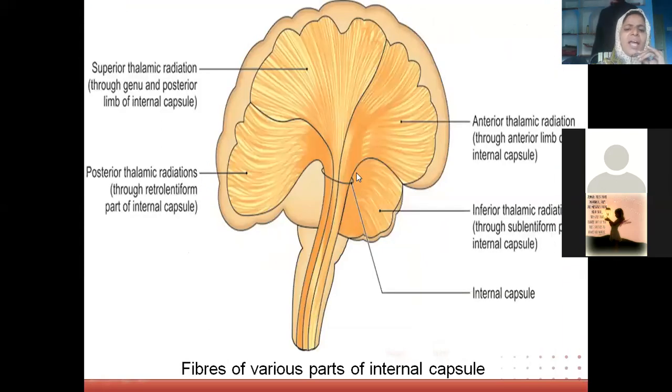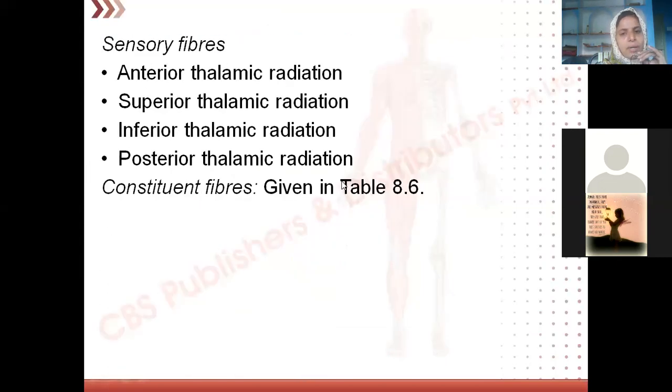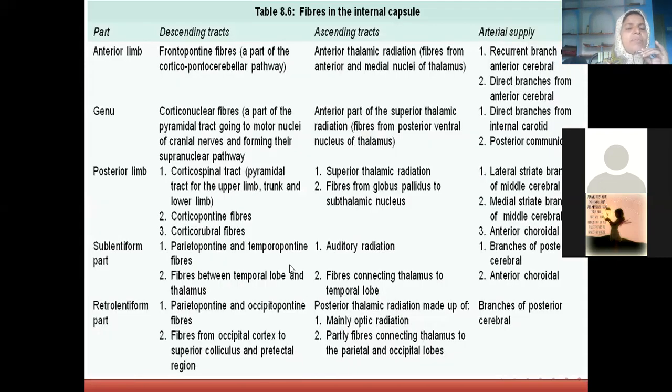So if you can draw a rough picture, you need not give all labelings. Like concepts, it shows you know the concepts better. You can show this picture also. Okay? Then draw this table without fail. You should know what are the tracts we have in the anterior limb. Then genu, posterior limb, sublentiform and retrolentiform part. Be thorough with what are the ascending and descending tracts here.